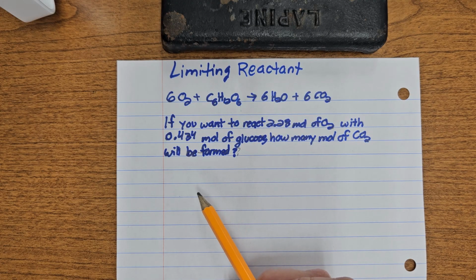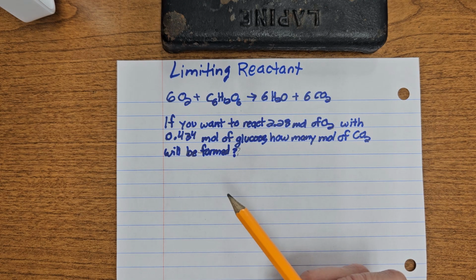will be formed? So in this particular case, in reality, when you are performing a reaction, usually you're going to run out of one of the reactants. So for example, if you are making a ham and cheese sandwich, once you run out of ham, you can't make any more sandwiches. It doesn't matter how much bread you have. It doesn't matter how much cheese you have. If you run out of ham, you cannot make ham and cheese sandwiches anymore.